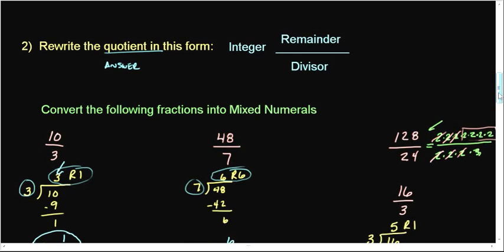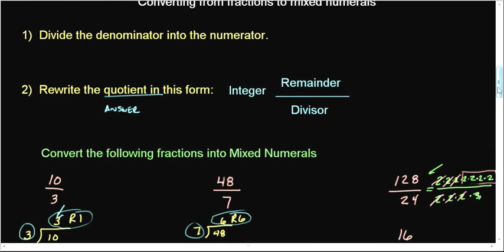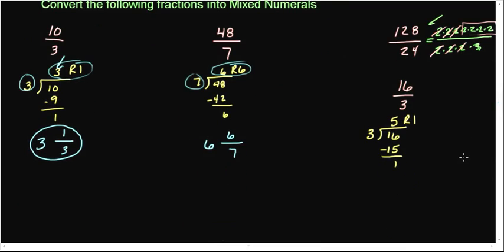So we did step 1. Divide the denominator into the numerator. Now we rewrite it, and this is going to give us the integer portion as the new integer for the mixed numeral. The remainder goes on top, fraction bar. The divisor goes on the bottom. There's our answer.